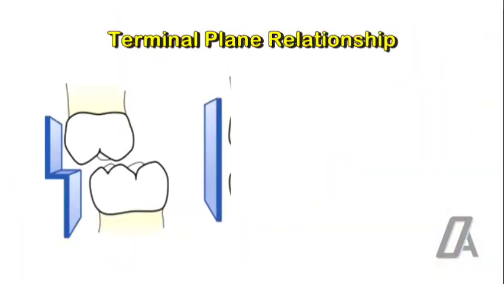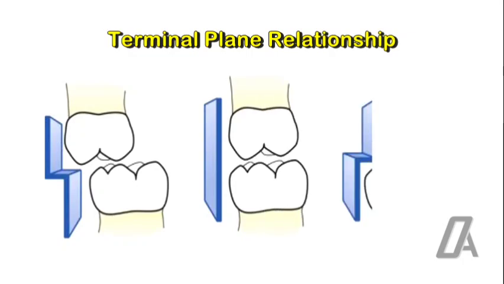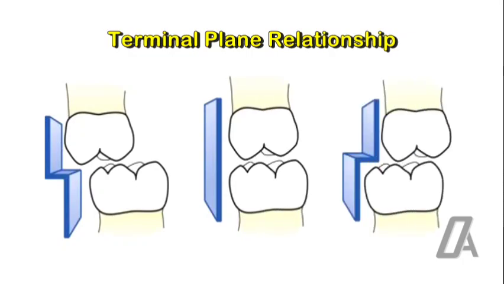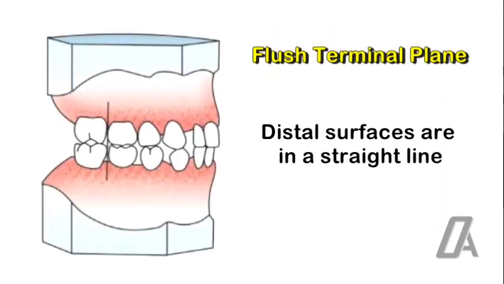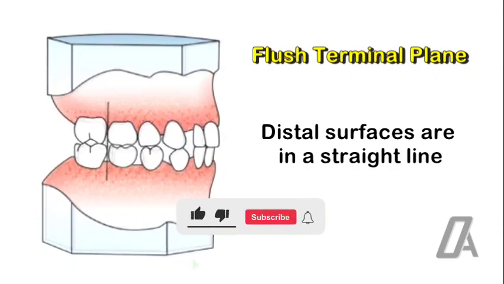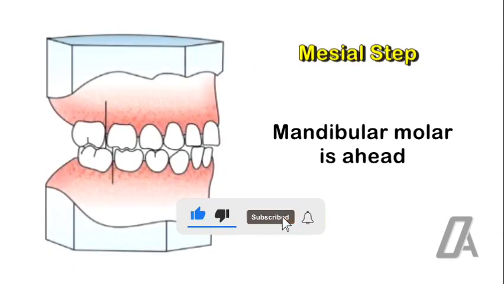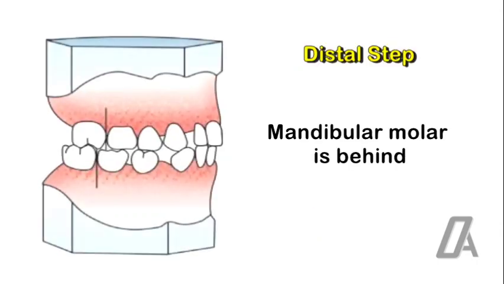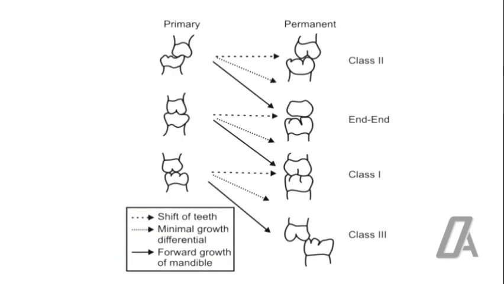Terminal plane relationship, described by Baume. It refers to the alignment of the distal surfaces of the upper and lower second primary molars. Baume identified 3 types. Flush terminal plane, where the distal surfaces are in a straight line, seen in about 76% of cases. Mesial step, where the mandibular molar is ahead, seen in 14%. Distal step, where the mandibular molar is behind, seen in 10%. This relationship helps predict the molar alignment in the permanent dentition.